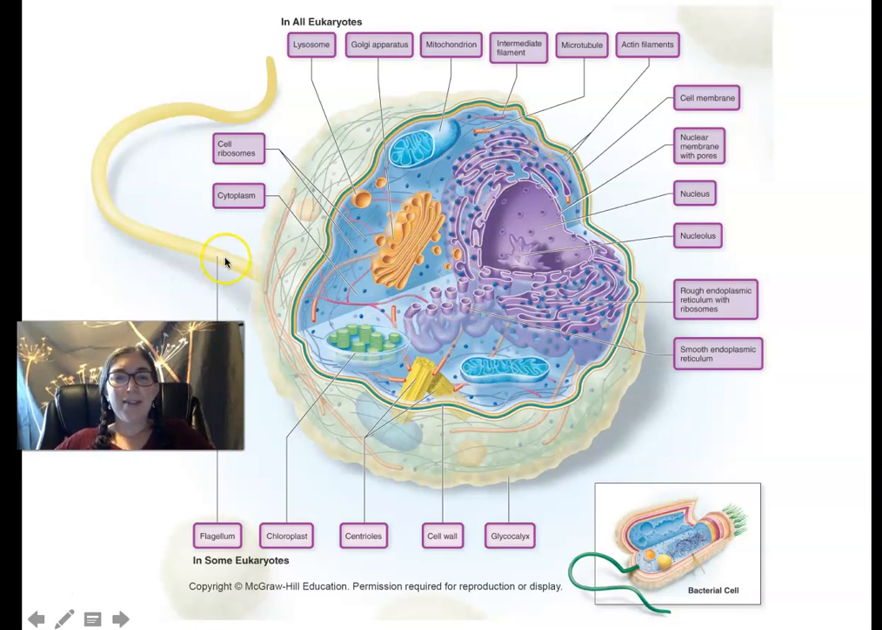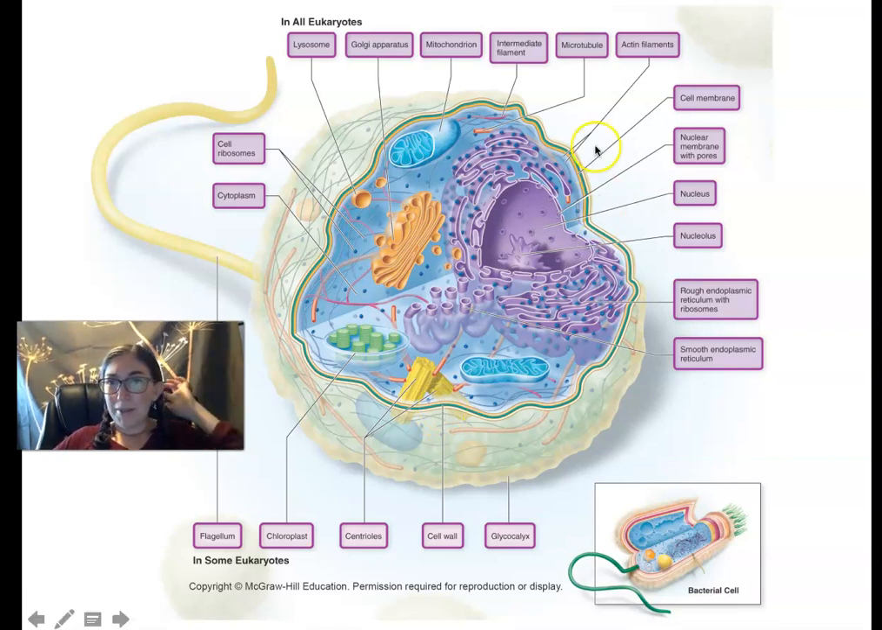So starting on the outside, bacteria and eukaryotes can both have flagella. They have the same function, but they have different structures. The eukaryotic one is structured a little bit differently, and we'll talk about that. On the outside, eukaryotes can also have a glycocalyx, similar but different to the bacterial cells. They might have a cell wall. They all definitely have a cell membrane.